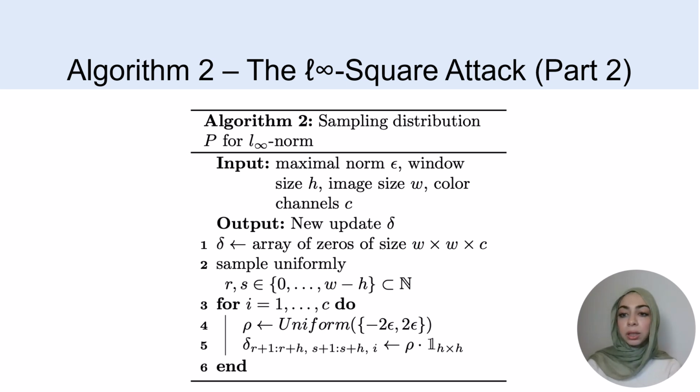For step 4, for each channel, we randomly decide if we're going to increase or decrease the pixel values. So we choose either plus 2 epsilon or minus 2 epsilon. And for step 5, we fill the selected square area in that channel with the same value, either all positive or all negative. This gives us a clean, consistent change in that region. The final result is a patch that strongly changes a small part of the image. This patch will be added to the input during the attack, and after clipping, it will still be valid but powerful enough to fool the model.